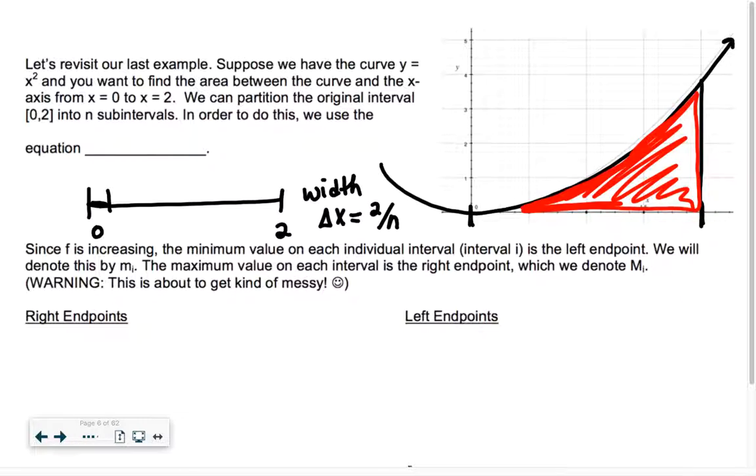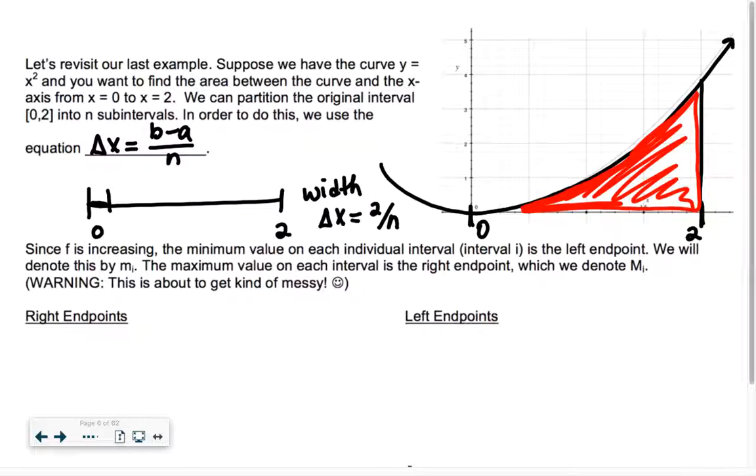If I went from 0 to 3, it'd be 3 over n. If I went from negative 2 to 2, what would I put? 4 over n, because it'd be a width of 4 divided into n pieces. So in order to do this, we use the equation delta x is equal to b minus a over n. So in this case, b was 2 and a was 0, so 2 minus 0 divided by n. You guys can do that without memorizing that formula.